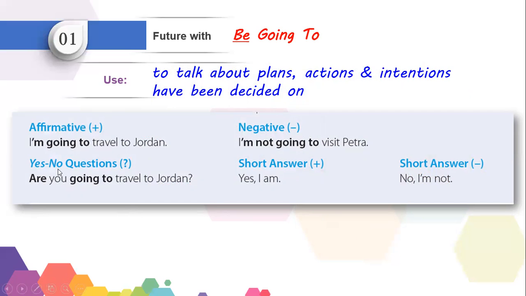To ask yes/no questions, we use am, is, are, subject, going to plus verb 1. Are you going to travel to Jordan? Is he going to study the lessons today? And so on. To answer such a question, the short answer is: yes, I am. No, I am not. And so on.